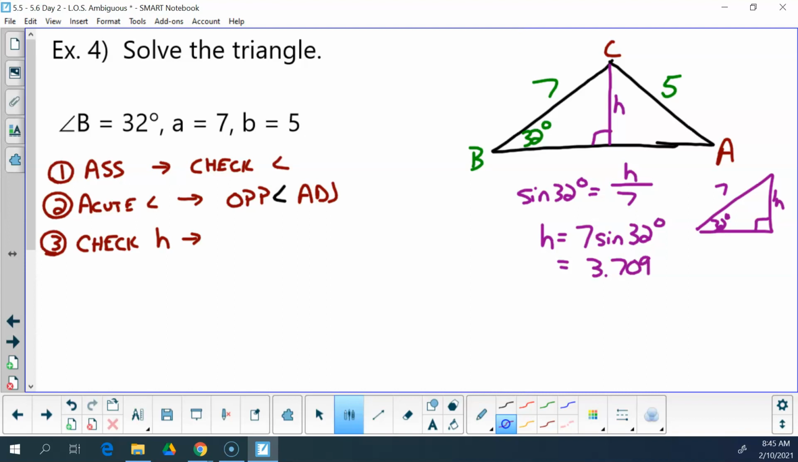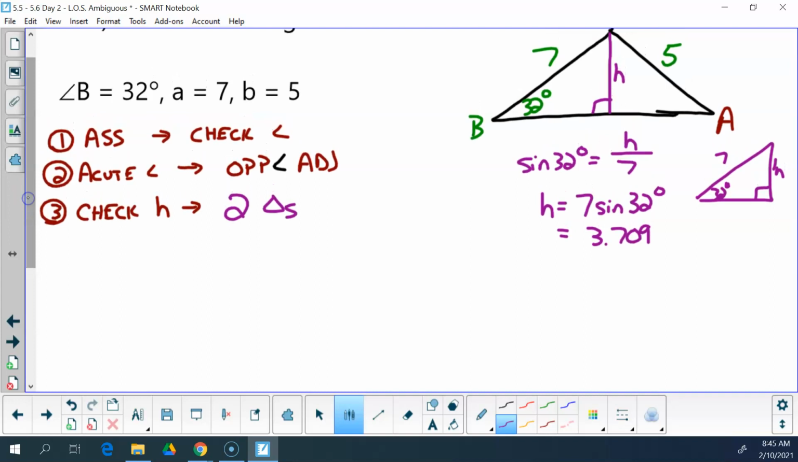Opposite side less than the height? No. So that means there we have a triangle. Equal to the height? No. Longer than the height. So longer means 2 triangles. Okay, so this is a true ambiguous case. Okay? So here is how we go about solving the true ambiguous case.